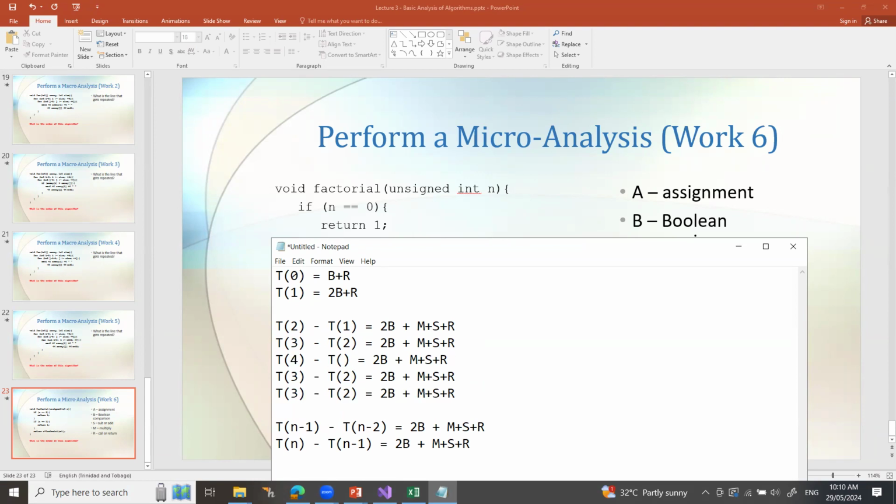3, 4, 5, 6, 5. So you see how it's recurrent?